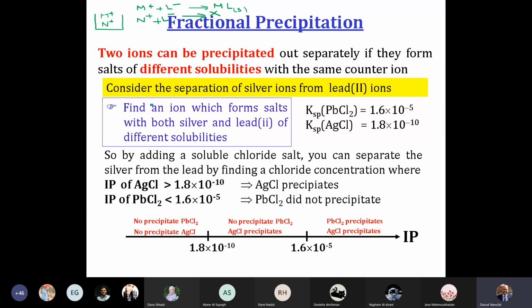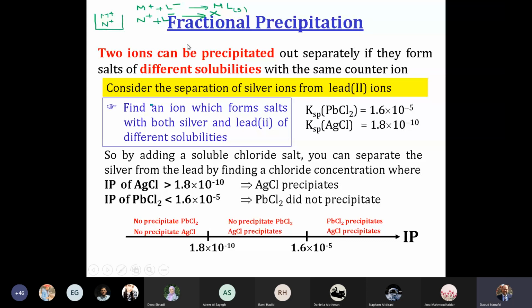Another important point, the amount of L minus affects the percent of M plus that will enter the precipitate. For this reason, we can add L minus to precipitate, for example, 50% of M plus. So in the final solution, after filtration, we will have N plus 100% free, and M plus 50% transferred to ML and separated, so we have 50% of the initial M plus.